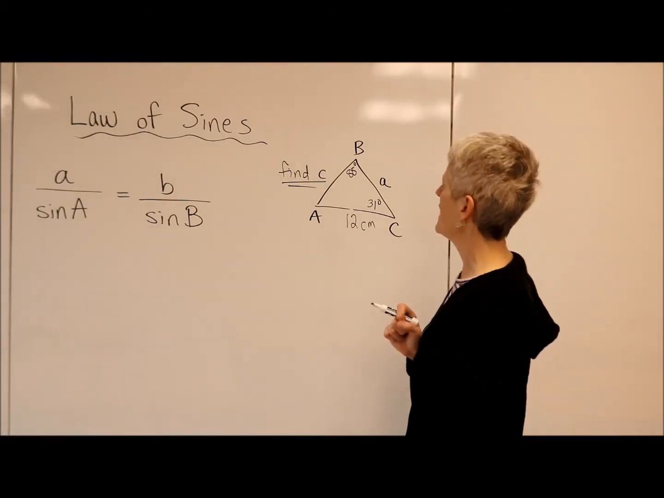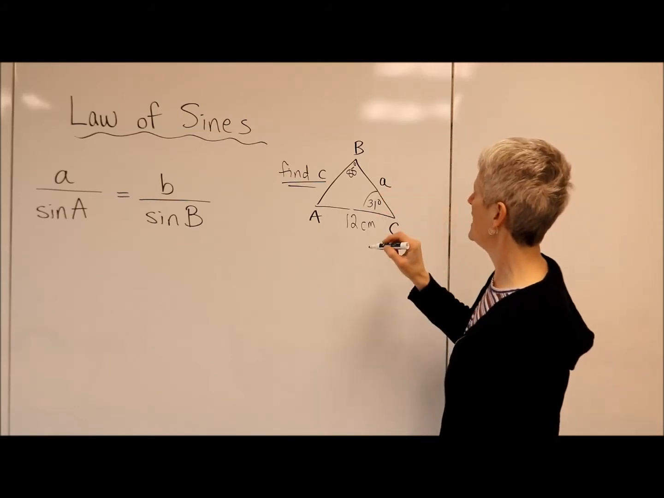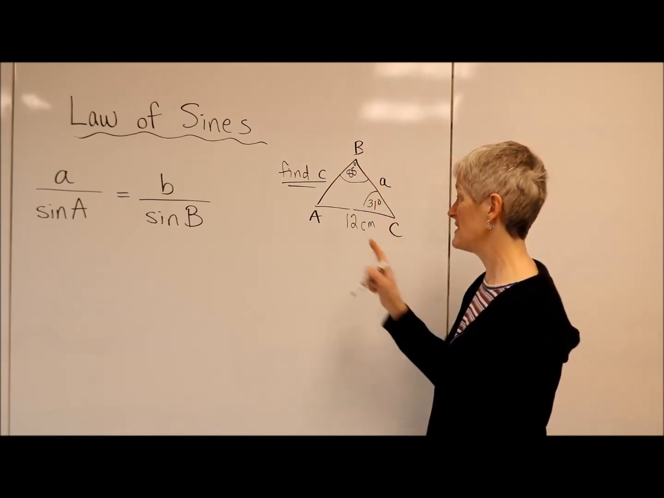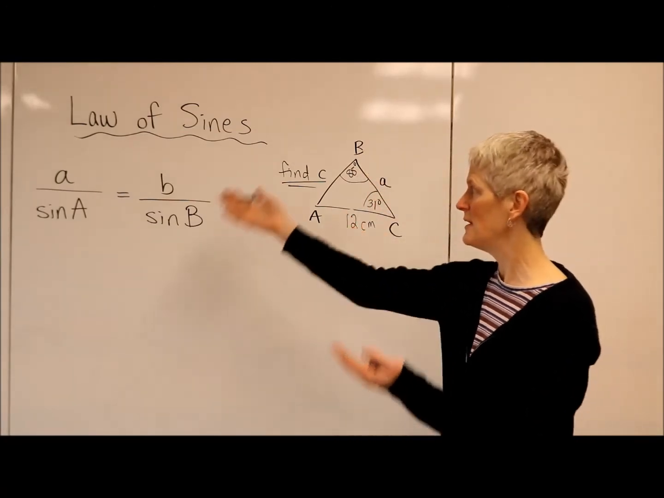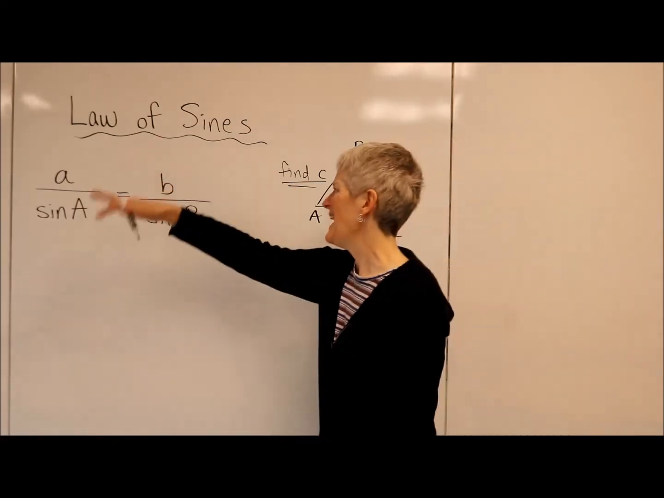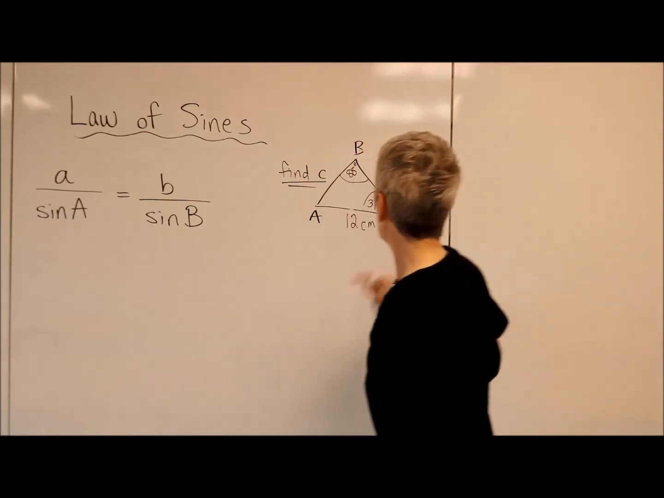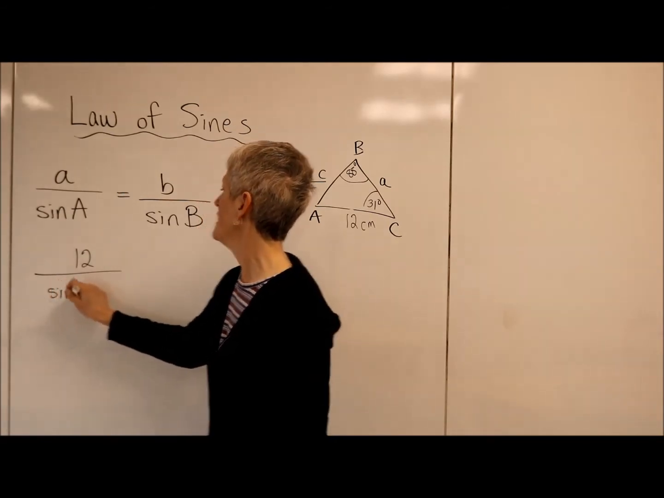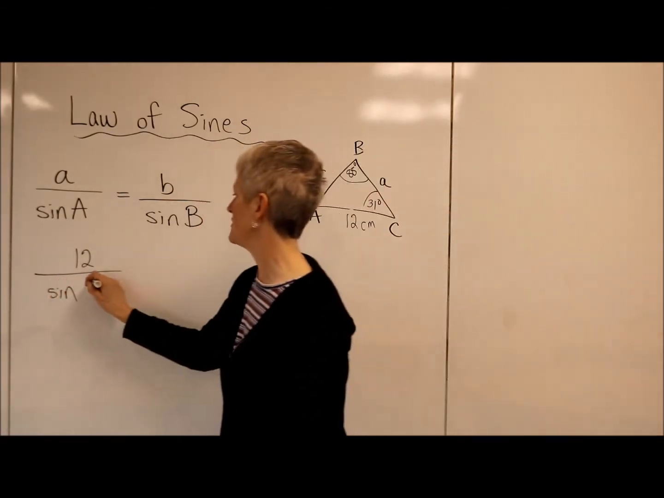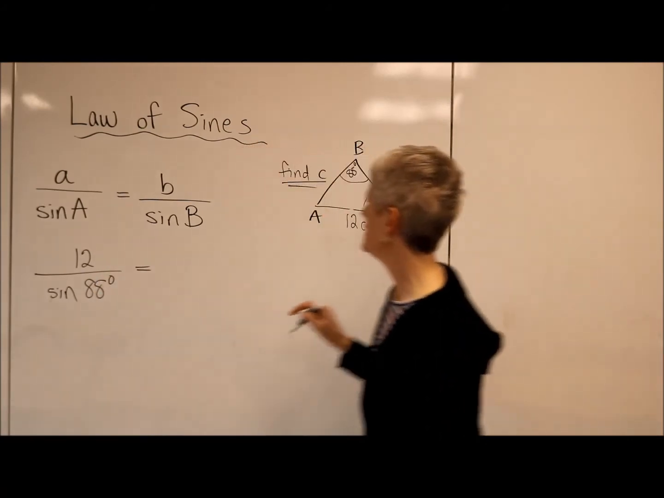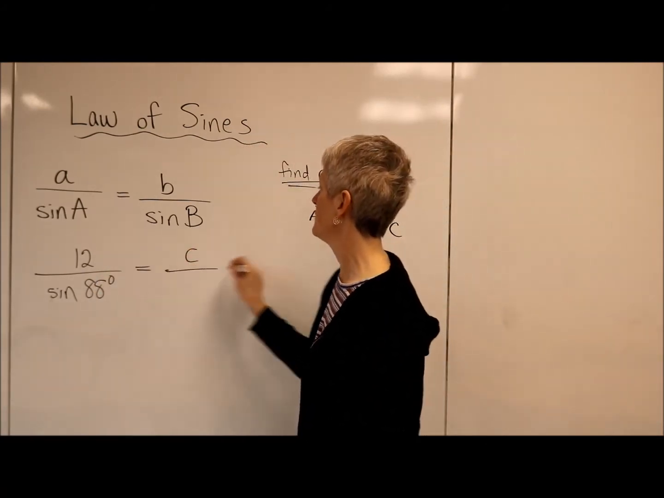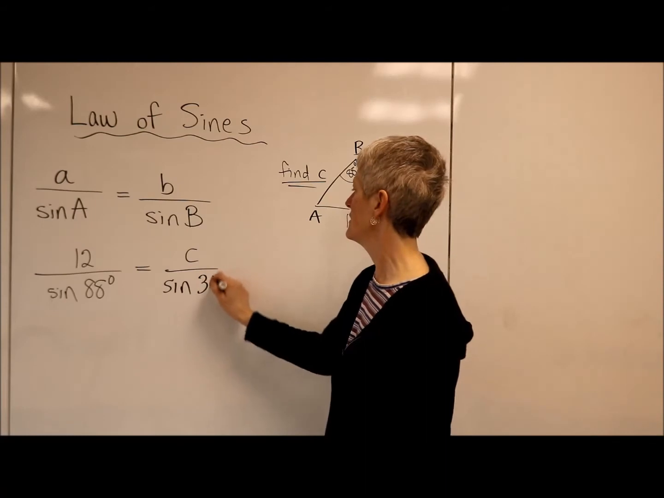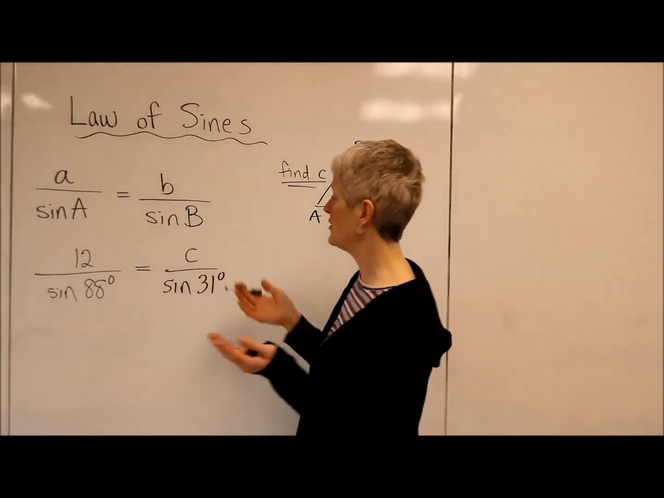Okay, so I was given angle C. I want to find side c. I was given angle B. And I was given side b. Here I go. Let's set up a proportion. Again, don't be wedded to a's and b's. This just stands for any side. So let's throw in 12 divided by the sine of the angle opposite 12, which is 88 degrees. Okay? Equals another side, well, that's my unknown, divided by the sine of the angle opposite it. And voila. I have a proportion.